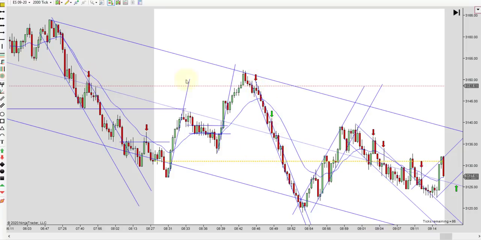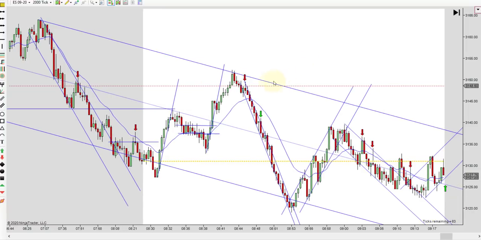And look, you only got to catch one of these moves today with a runner, and you're done for the day. I mean, that's a huge move straight down. And it's easy to manage a runner like that because there's no correction. Look at that thing go.